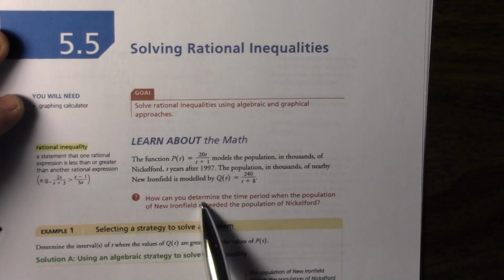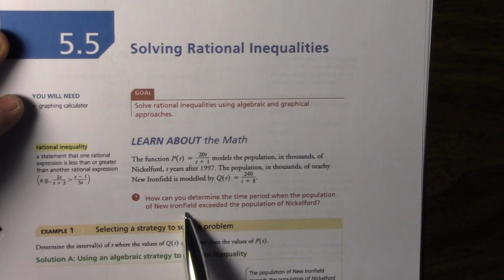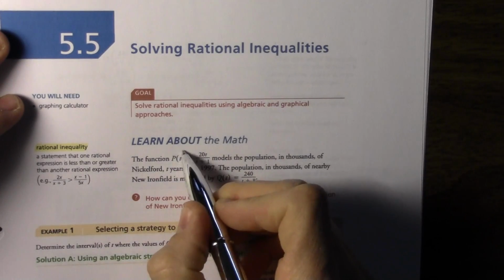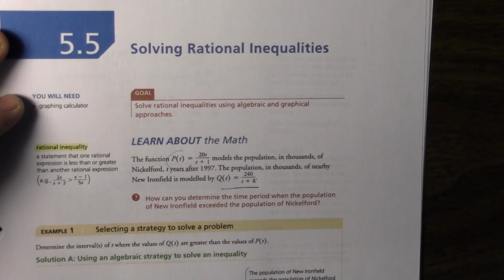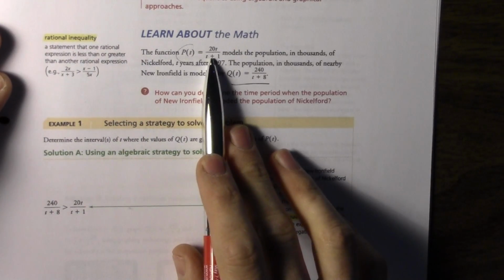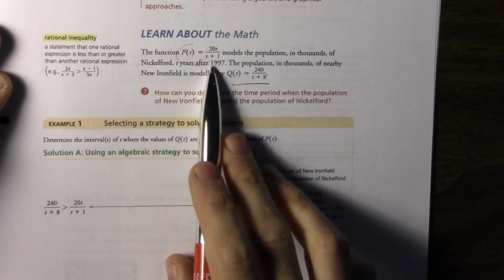And then the question reads, determine the time period when the population of New Ironfield, which is this one, has exceeded the population of Nickelfield, which is this one. So we create an inequality that looks like this. Okay, this value is greater than that. I think that's pretty simple so far.